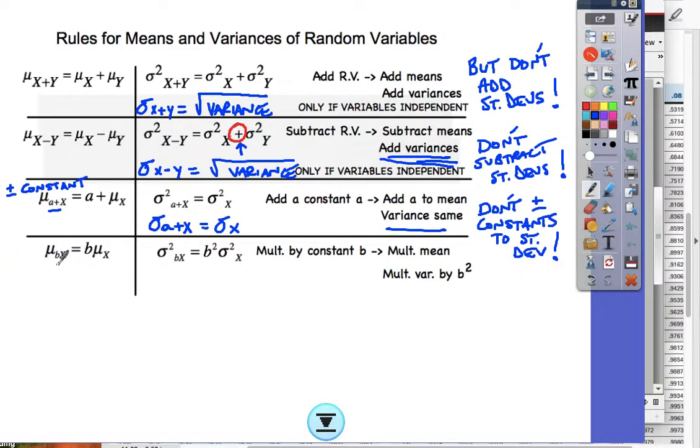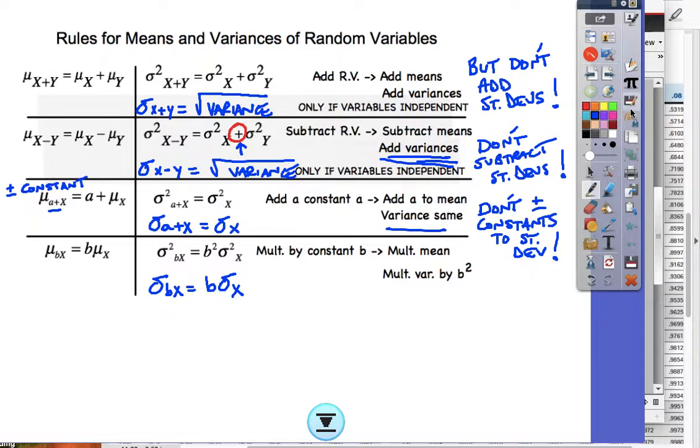Here is when you are multiplying by a constant. So you can multiply the mean by the constant. And then if you're doing variance, you can multiply by the constant squared. See how everything is squared? And if we took the square root of all of this to get the standard deviation, you would just get that constant times the standard deviation of x.